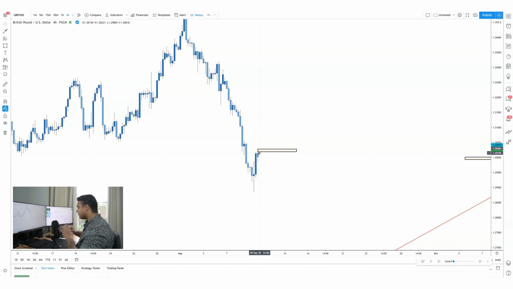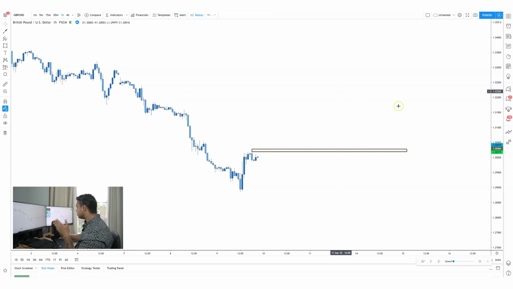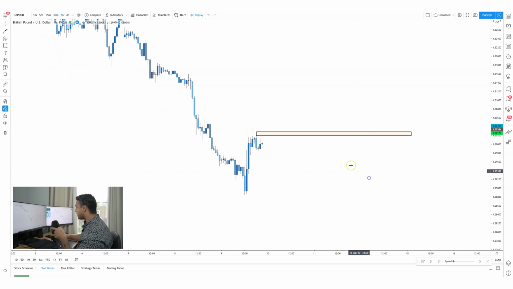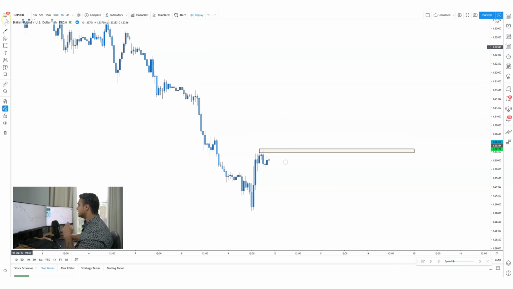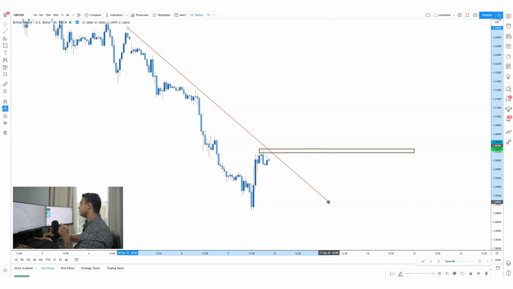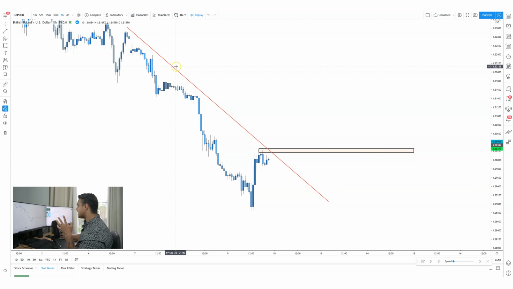You drop in a level. It doesn't matter. It could be this box, it could be a rectangle, it could be a star, it could be a moon. It doesn't matter. Drop it in. What you then do is you scale down to one time frame below that. And what you will start to see on the lower time frames is a clearer breakdown of what the higher time frames are doing. As you can clearly see, this is now our brick wall to the downside.